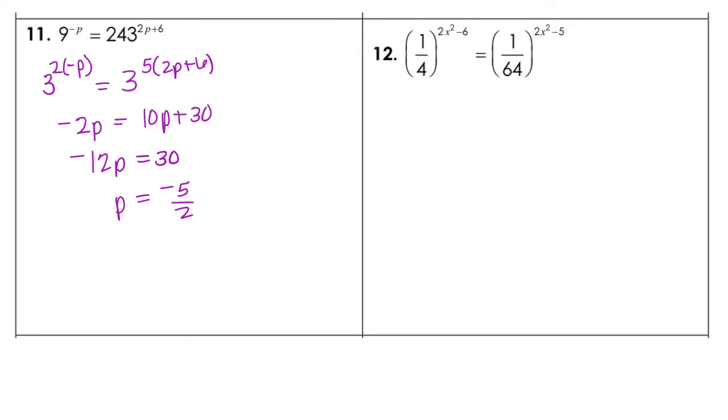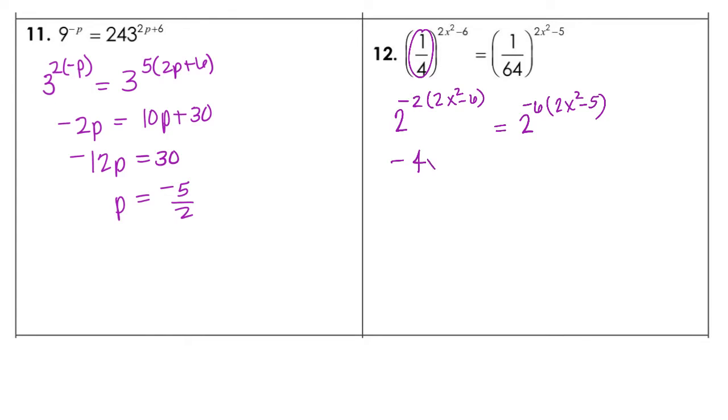I understand 4 is common here, but we need to go all the way down to a 2 if we can. And so for 1/4, that's going to be 2 to the negative 2. Negative to flip it over and square it to make 4. And then I already have 2x squared minus 6 there. And then to flip over 64, negative, and then 2 to the 4, 5, 6. And we need to make that negative times 2x squared minus 5. And then distribute our distributive property.